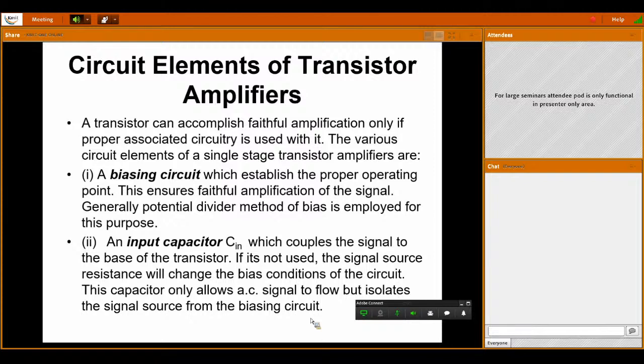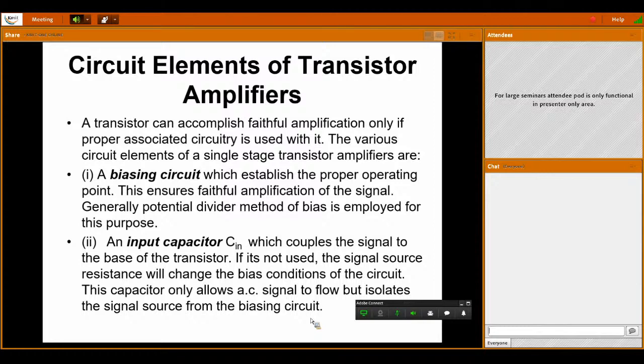Next, the second thing we need is an input capacitor. This input capacitor is coupled to the base of the transistor. The other end is connected to the signal source, the AC signal source. If it is not used, the signal source resistance will change the biasing conditions. Every source has some series input resistance, and that can change the biasing if I connect it in series with my base terminal. So that input resistance is also included.